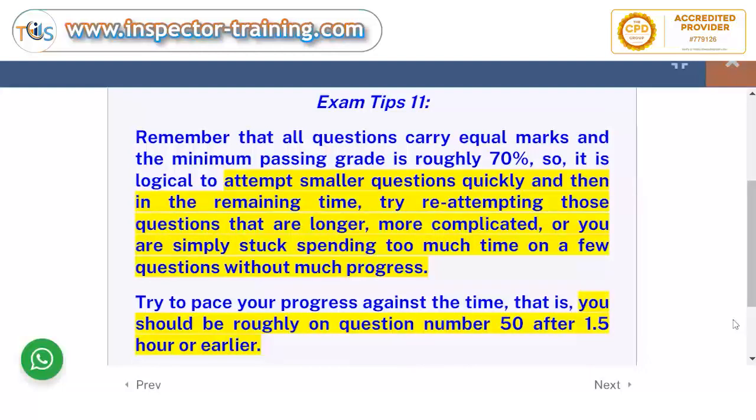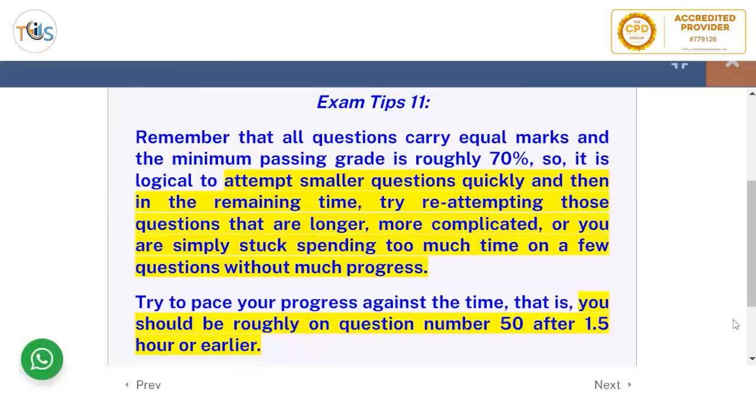All questions carry equal marks and the passing grade is roughly 70%, so it's logical to attempt the smaller questions quickly and then, in the remaining time, try reattempting those questions that are longer, more complicated, or where you're simply stuck spending too much time without much progress. Try to pace your progress against the time: you should be roughly on question number 50 after 1.5 hours or earlier.